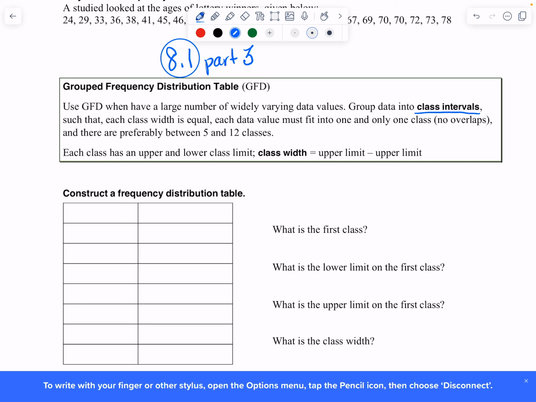And we need to fix this. If you have the old notes, it is not fixed. It shouldn't say upper limit minus upper limit. It should say upper limit minus the lower limit. So let's fix that in our notes.